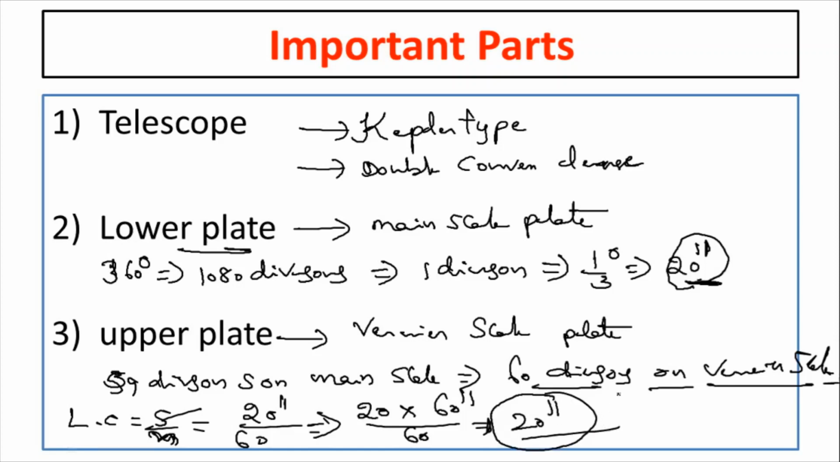So hope you got the concept. If you use only the lower plate, the least count of the instrument will be 20 minutes. But if you use the upper plate, which is the vernier scale plate, then the least count of the instrument improves to 20 seconds. Okay, here it is not 20 minutes like this. Sorry, 20 minutes is written like this. Sorry.